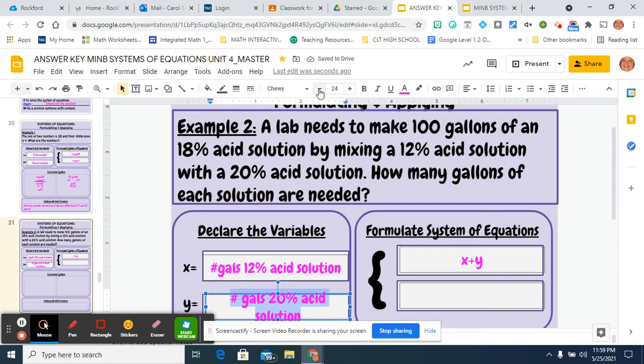Making it a little smaller. So you can do that as well. So I had to go down to a 22 and a 23.